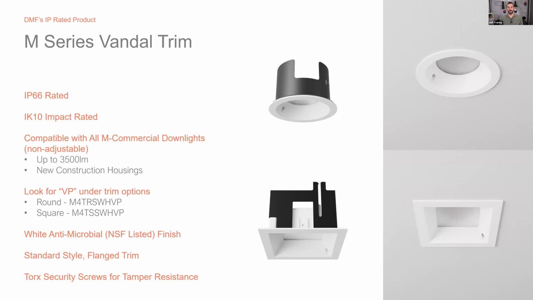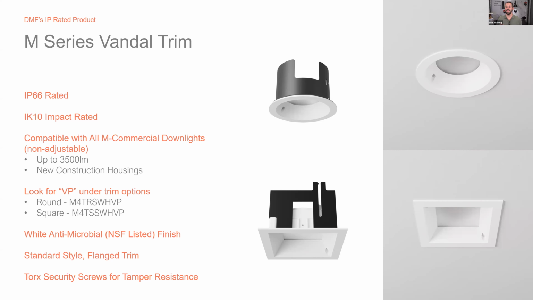Finally, we do have some different trim options as well. So both of these are going to be for the M series family. For one, we have our M series Vandal trim, which is available really for the M series commercial downlight. So these are our non-IC rated fixtures that can accommodate these. These are going to give you a number of different ratings.